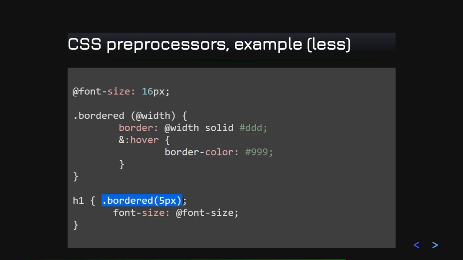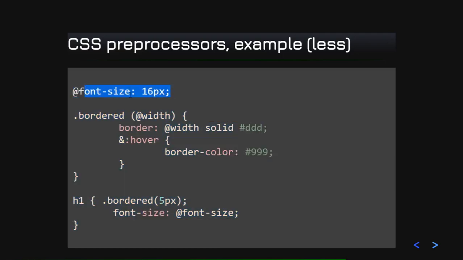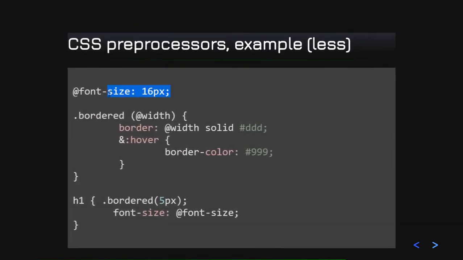And here I'm applying this function with this specific actual parameter, 5 pixels, to this heading 1 tag. And also the font size is set to this global variable, which is specified here. So they are not very hard to understand. I cannot select it, but this is the variable. Okay, this is an example in Less. They are not very hard to understand. I won't get into too many details in CSS preprocessors.